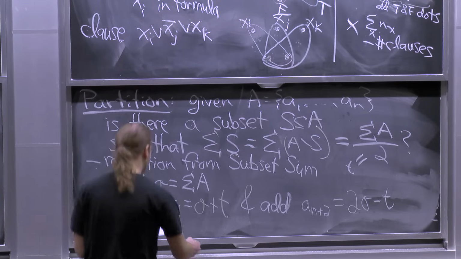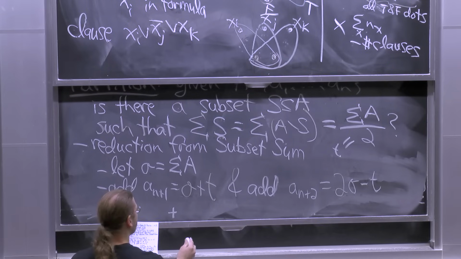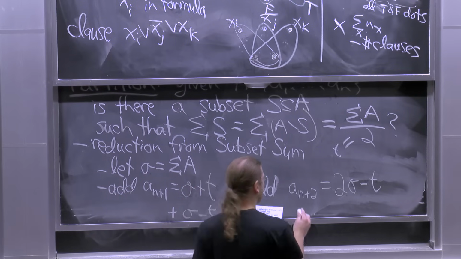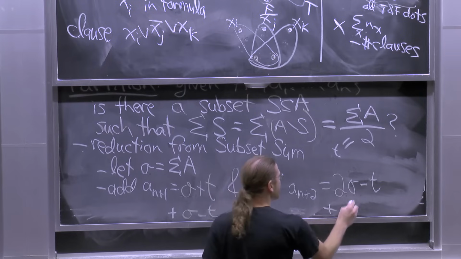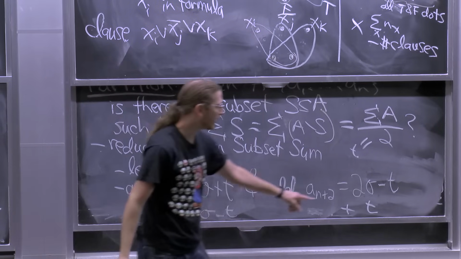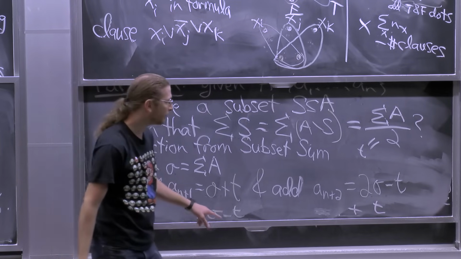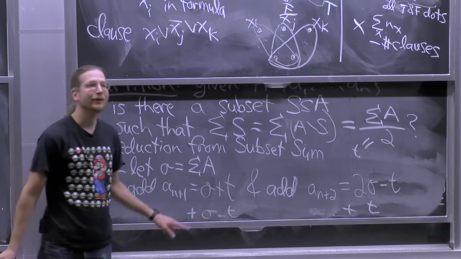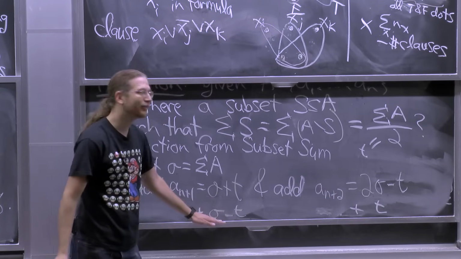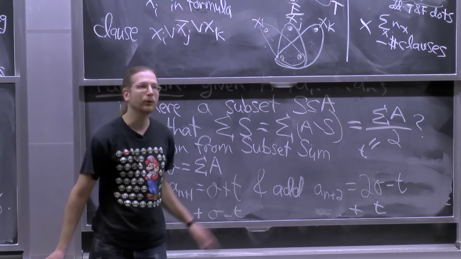In fact, what you'll have to do is add sigma minus t over here and add t over here. Okay, think about it for a second. If I add sigma minus t, this comes out to 2 sigma. If I add t to this, this comes out to 2 sigma. That would be good because they're equal. And notice that this is sigma minus t. This is t. Their sum is sigma. So in fact, it has to be like this. You add something over here and sigma minus something over here for all the other a_i's. And the something has to be t in order for these two values to equalize.